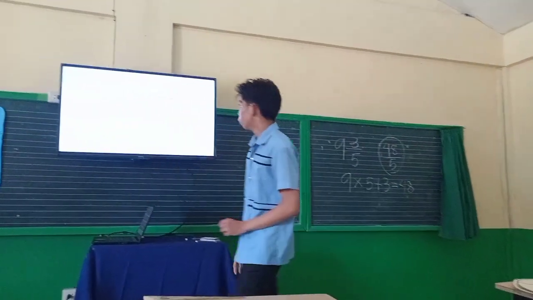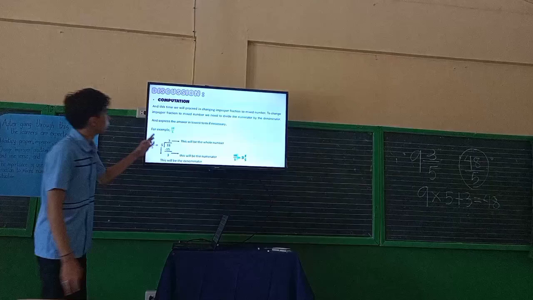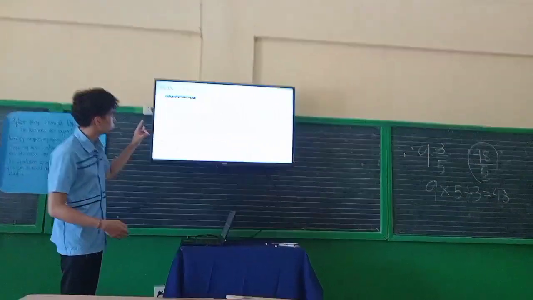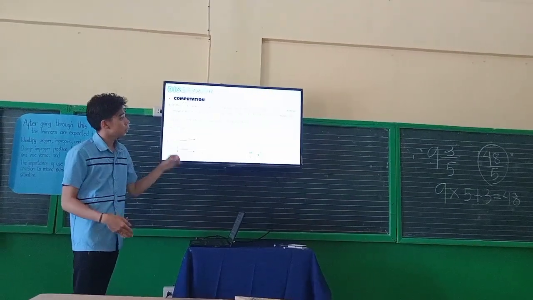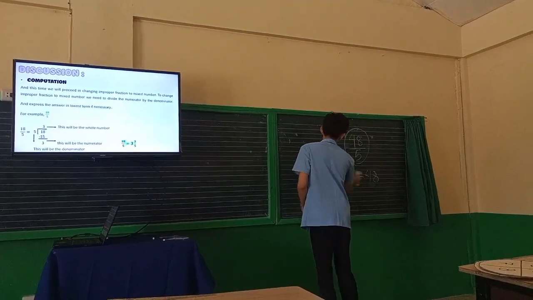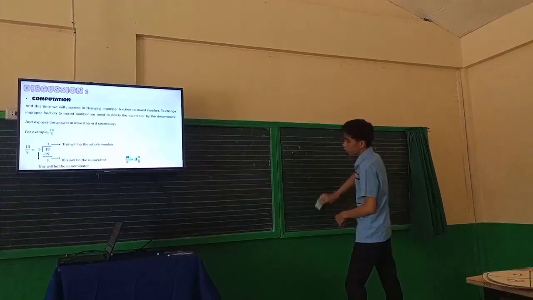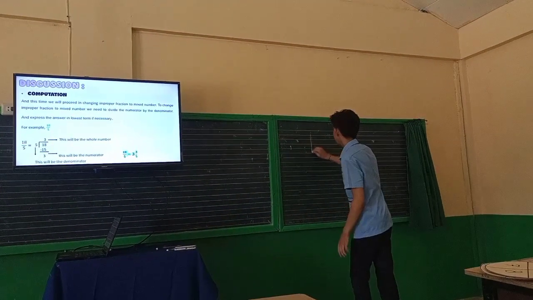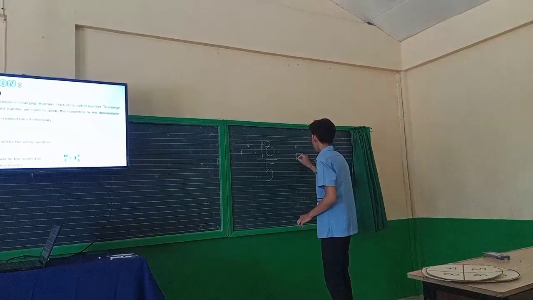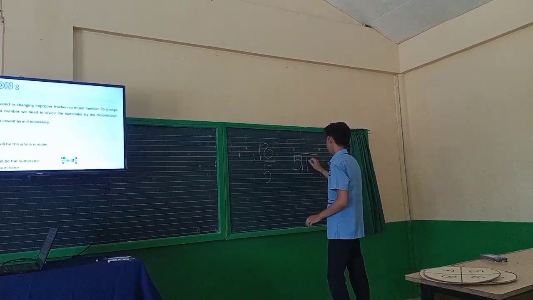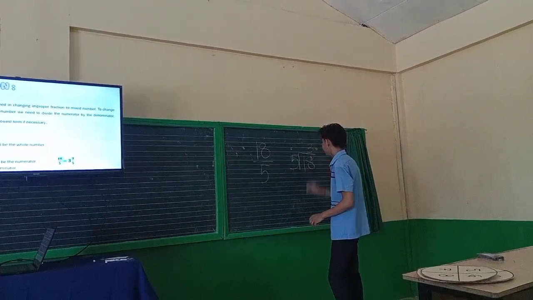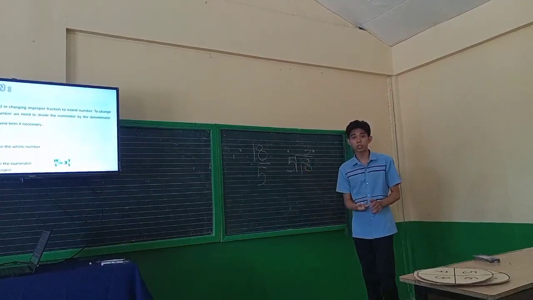And this time, we will proceed to changing improper fraction to mixed number. To change improper fraction to mixed number, we need to divide the numerator by the denominator. For example, we have here 18 over 5. 18 divided by 5 is equal to 3. And 3 times 5 is equal to 15.